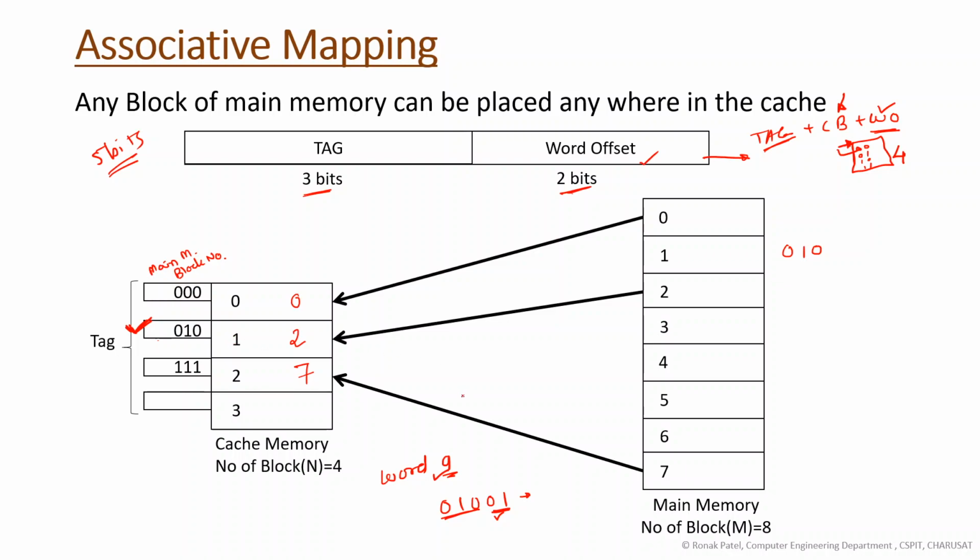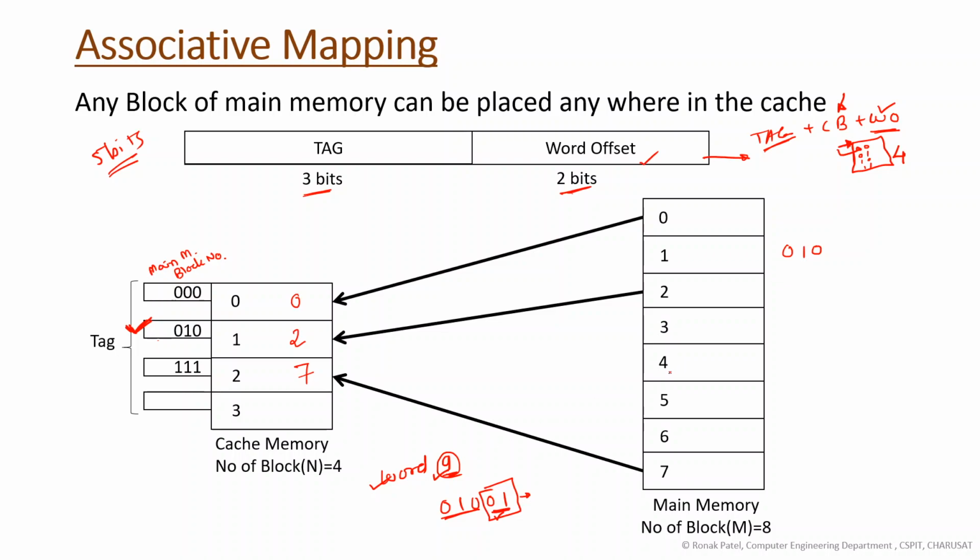Okay, now 010 is the block and it is present, and in that block, 01 at this position is word number 9. So in this case we have 0 2 7, and we have checked whether word number 9 is present or not.